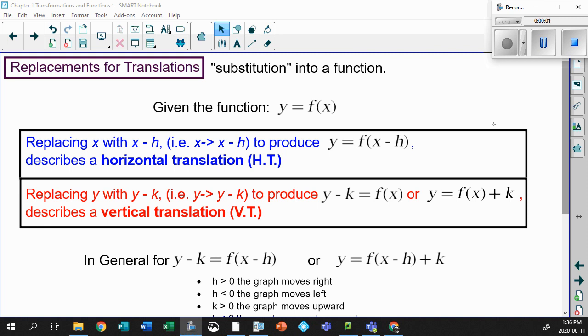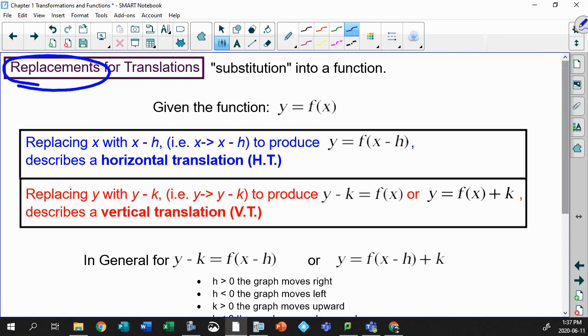Okay, let's rock and roll. On to our next little point. When we're talking about translations or any kind of transformations, you might see something called replacement notation or mapping notation. This becomes really, really crucial. So what's the difference? Let's talk about replacement notation first.